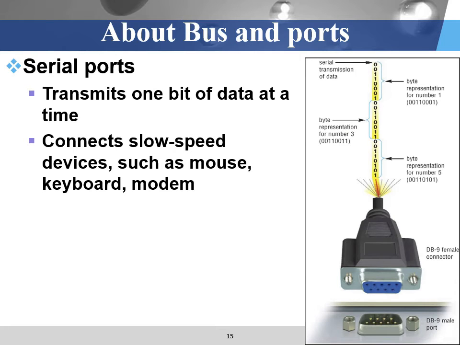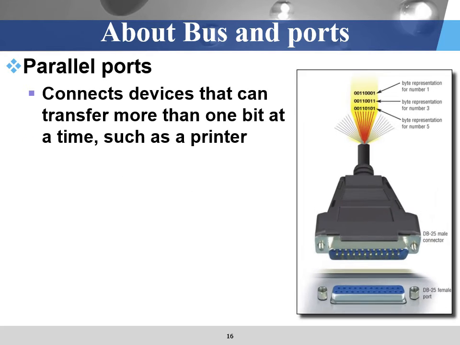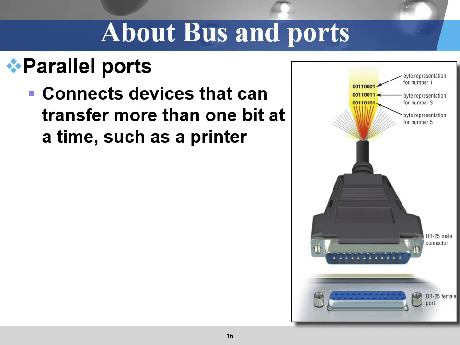Serial ports can transmit 1 bit of data at a time. They connect slow-speed devices such as mouse, keyboard, modem. Of course, for the mouse, keyboard, and modem, we are not using this type of port anymore. But this port is still useful, especially for some embedded computing. If you want to connect to an embedded device, you probably still need to use this port. Parallel port connects devices that can transfer more than 1 bit at a time, such as a printer, but of course, we're not using this type of port recently.